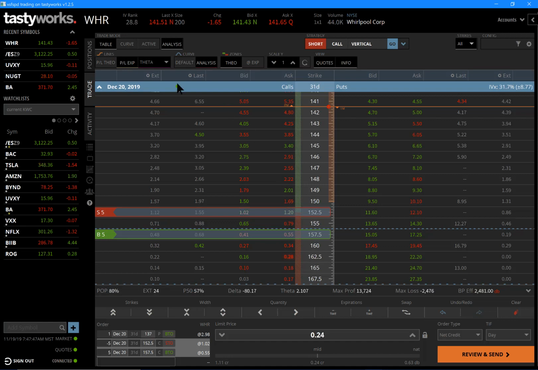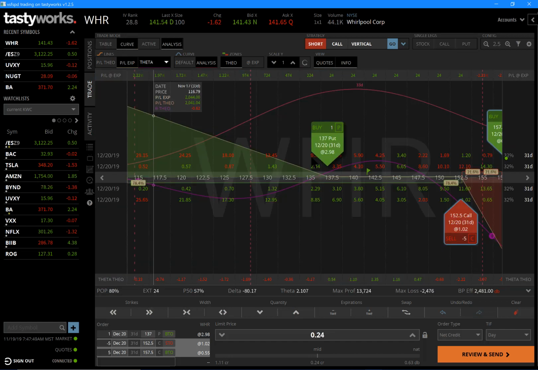Now, if we go back and look at this trade in the curve, you can see that a couple of things have changed. Number one, our probability of profit. That's the biggest thing. Our probability of profit has shot to 80%, meaning even if this stock doesn't go down, even if Whirlpool stays at its current price or even goes up quite a ways, we're still going to be inside of the profit zone.